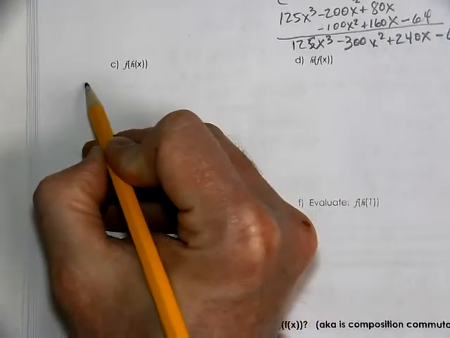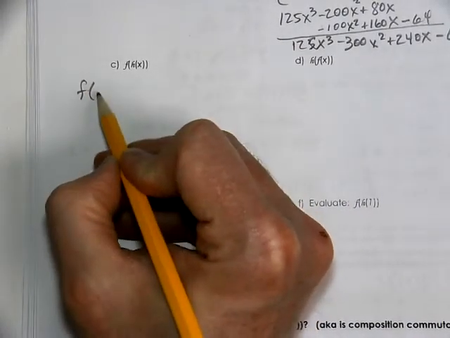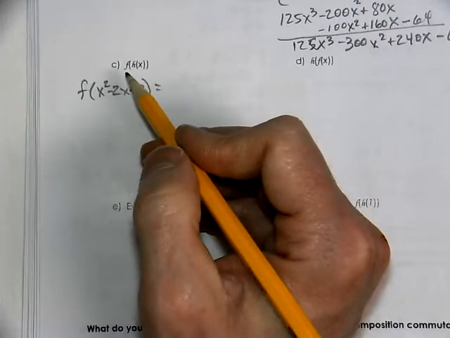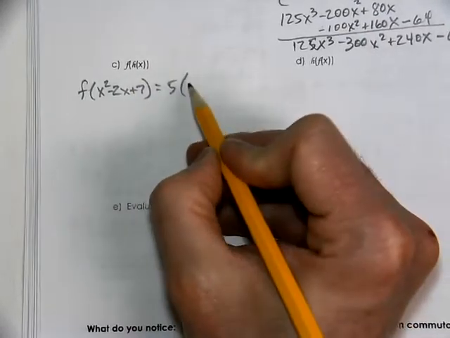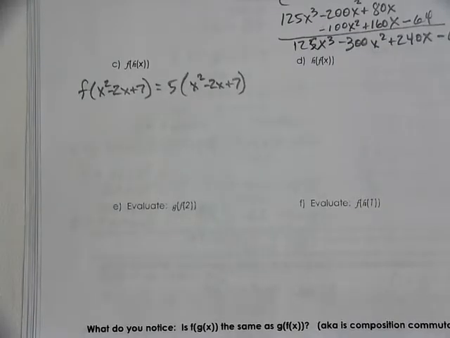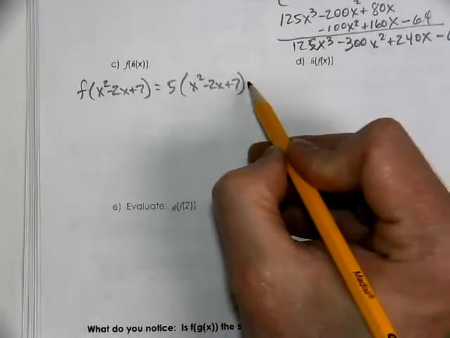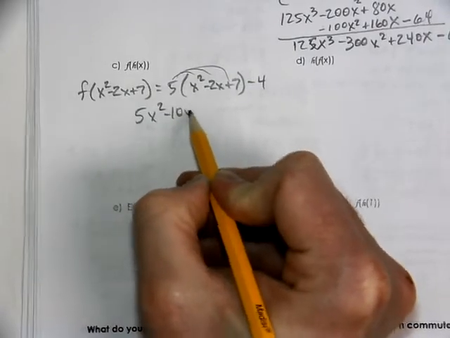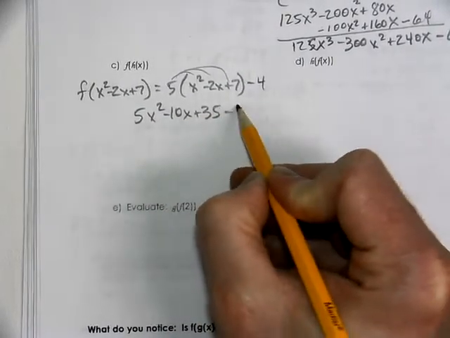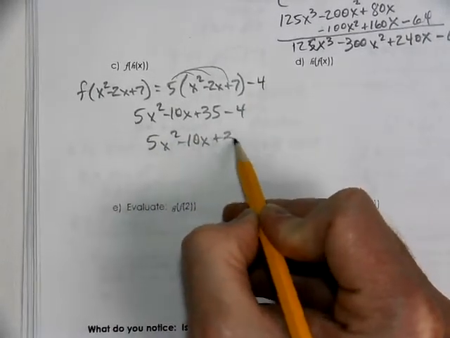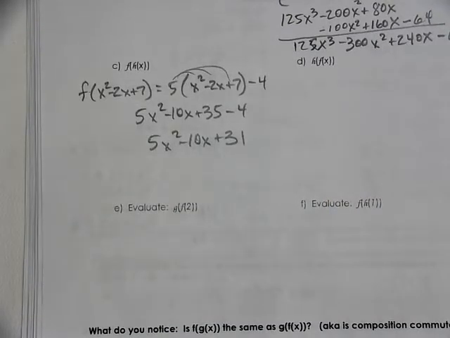So the f function, and we're going to plug the h function into it. The f function is 5 times some amount. So that amount is going to be our h value. And we minus 4 from that. So we have to distribute: 5x squared minus 10x plus 35 minus 4 more. 5x squared minus 10x plus 31. That's going to be your f of h of x.